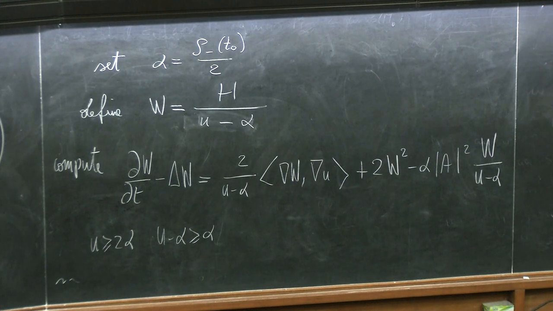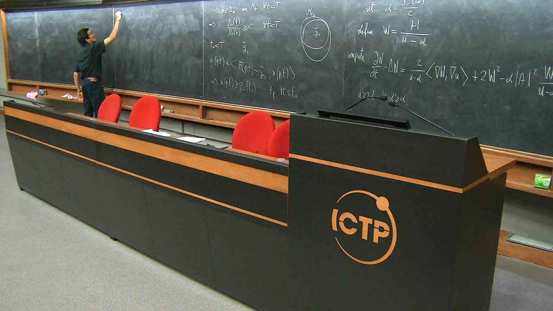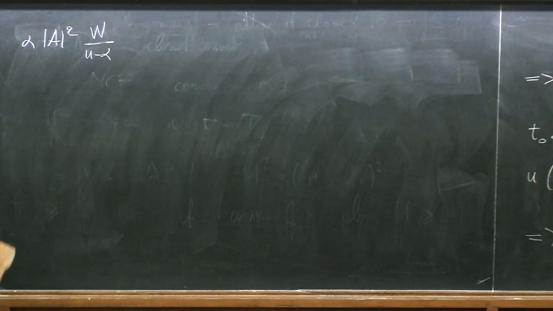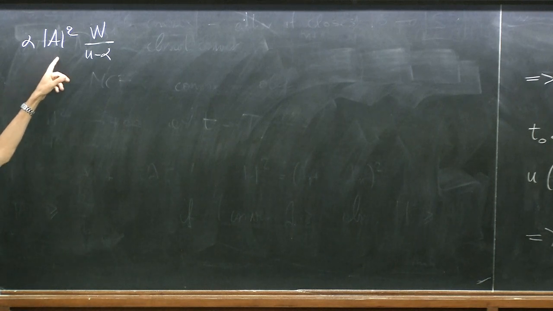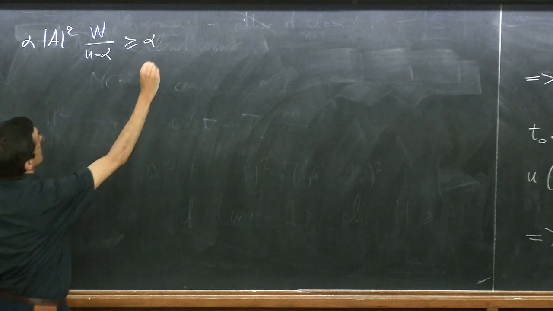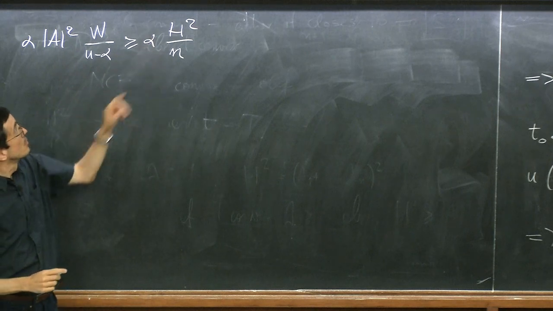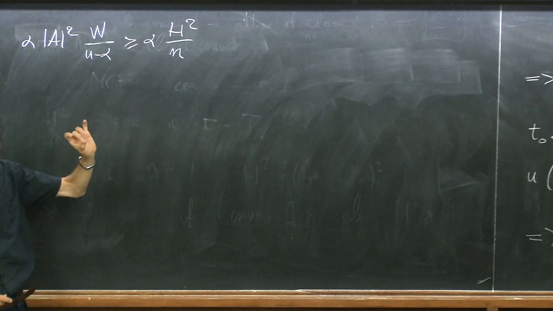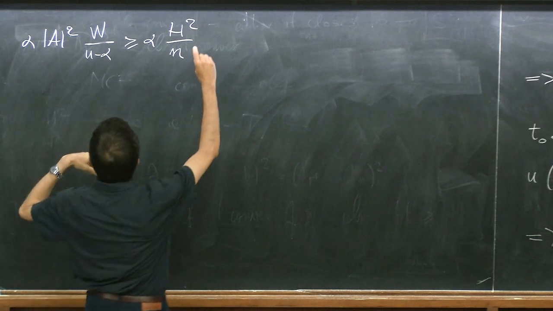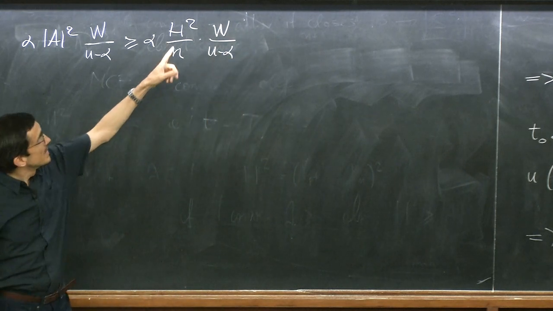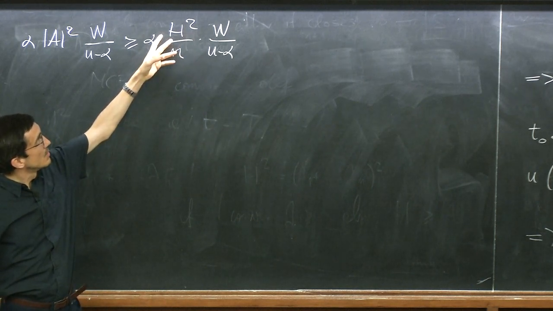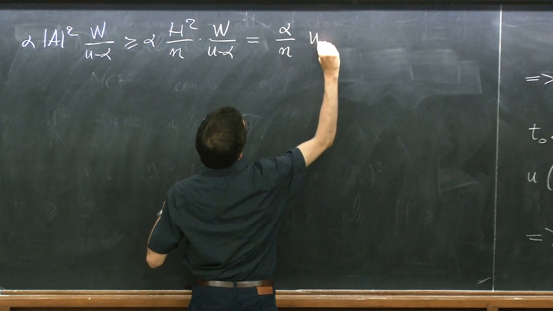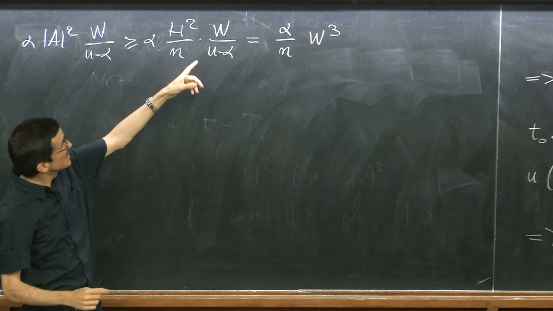We have the term alpha A square W divided by U minus alpha. I reminded you before of this elementary inequality that A squared is greater than h square over n. It's interesting to keep exact track of the constant, because alpha includes the inner radius, which is going to play an important role in the following. Okay, then h is the numerator in the definition of W. So this is also equal to alpha over n W to the 3, but we are missing one factor like this.